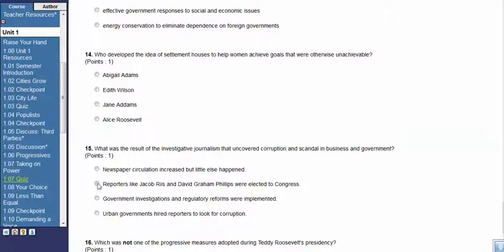Number 14, who developed the idea of settlement houses to help women achieve goals that were otherwise unachievable? Abigail Adams, Edith Wilson, Jane Addams, or Alice Roosevelt?